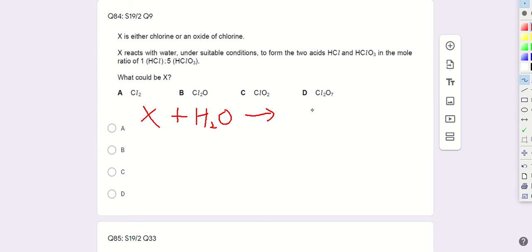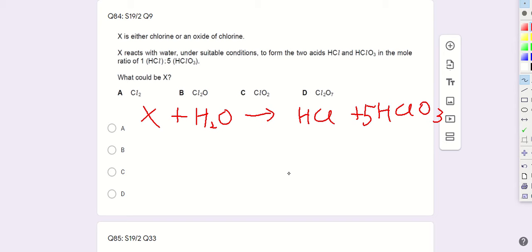X reacts with water to give us HCl and also HClO3. The mole ratio given is 1 HCl to 5 HClO3. So what is X? There are two methods to solve these questions. One of them is trial and error. Another one is by counting the total number of atoms of each element on both sides.